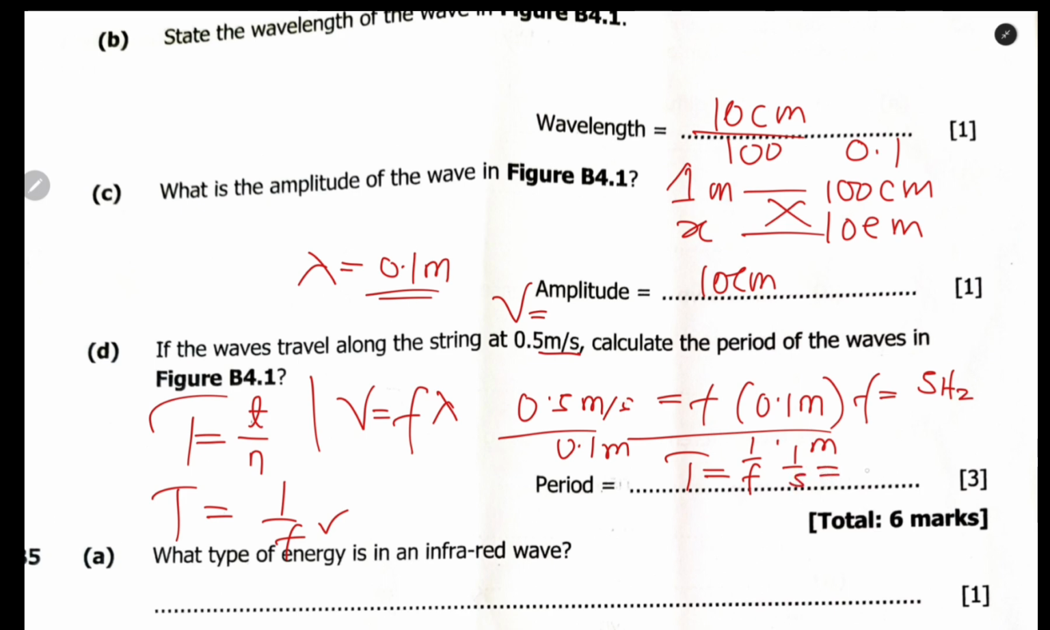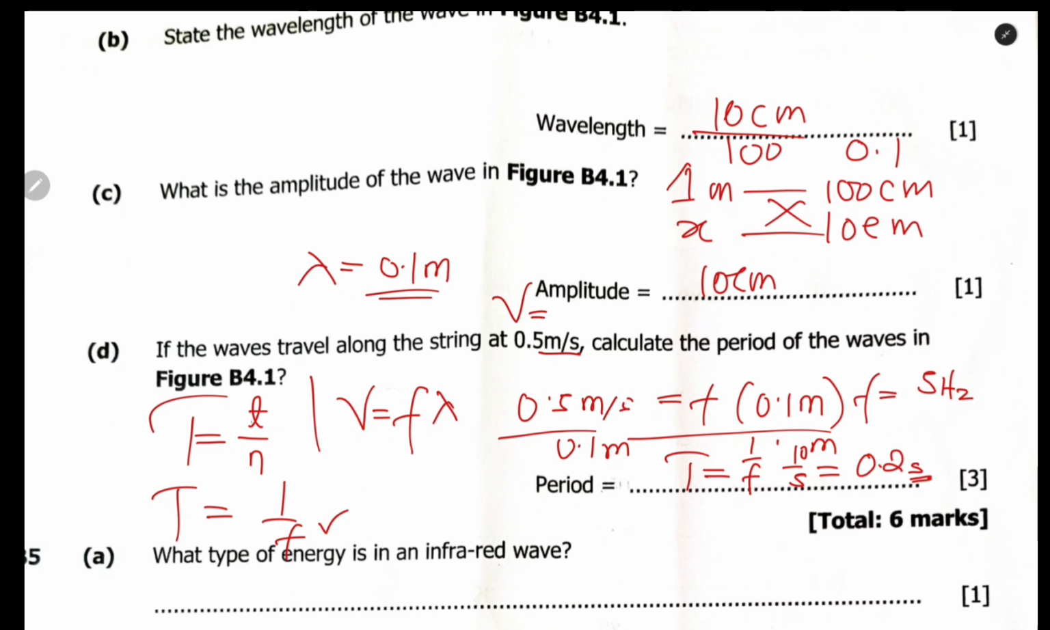This one, if you are to find the answer, you're going to find 0. That is 5 into 1 is 0. Then 5 into 10 is 2. Period is measured in seconds, so 0.2 seconds. So that is how we simply work it out.